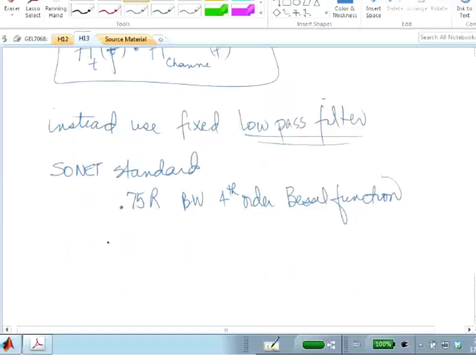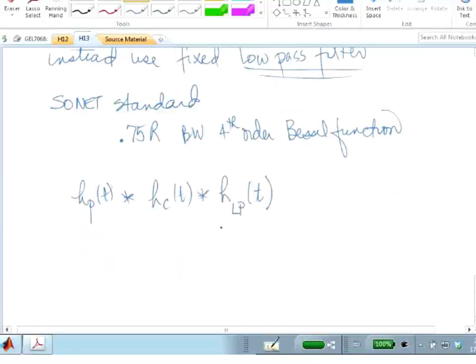In the end, what you're dealing with is your pulse shape, and we'll go time domain now, convolved with your channel response and pulse response, convolved with this sort of low pass filter, which you're using because the standard says so, or because you really don't know what to use, and so that's convenient. What is the effect of this analog filter? That's the question being asked.